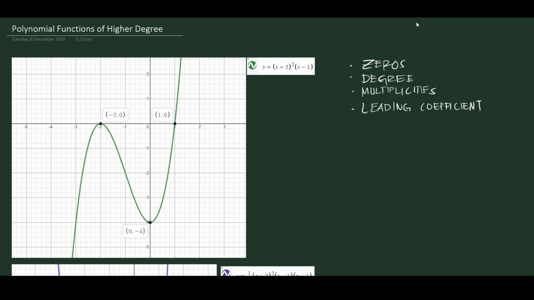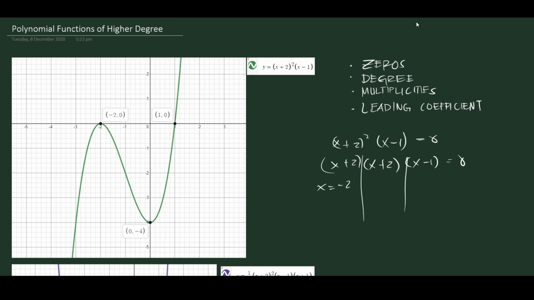If you're given the equation, how do you determine the zeros? You determine the zeros by solving the equation when y is equal to 0. So essentially we are finding the x-intercepts. We set y equal to 0. In this case, we have (x plus 2) squared times (x minus 1) equal to 0. So x plus 2 multiplied by x plus 2 times x minus 1 is equal to 0. Then we apply the zero product property.